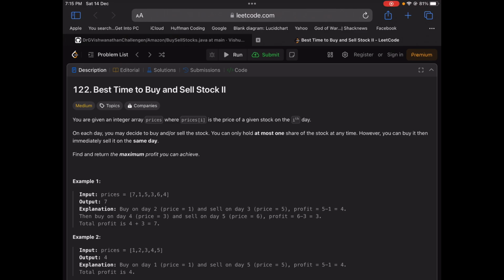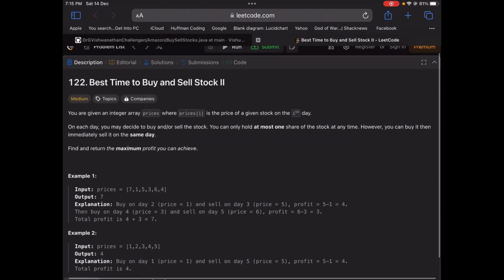And this is the best time to buy and sell stock 2, because they usually ask this particular problem. They do not ask the previous version or the first version because it is quite simple. They tend to ask this particular problem and the higher versions of this, like you even have part 3 and part 4 for this particular question. So today we are going to discuss part 2.